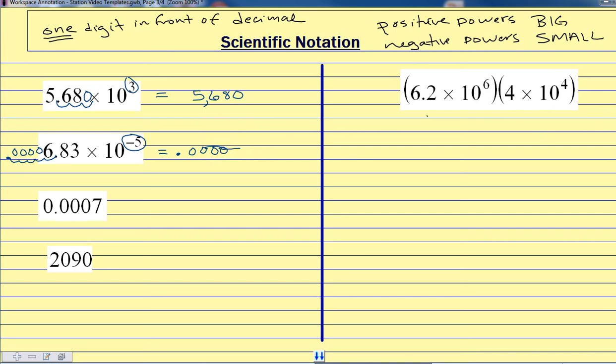0.0000... come on, that's a mess. It would be 0.000683.